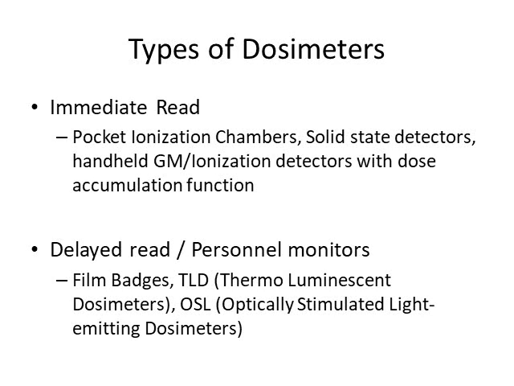The most commonly used immediate read dosimeters are pocket ionization chambers, solid state detectors, handheld Geiger-Müller counters, and ionization detectors with dose accumulation functions. These all give the radiation present in that environment at that time. If we want to add up the entire dose for that day, we have to add accumulation functions along with that circuit.